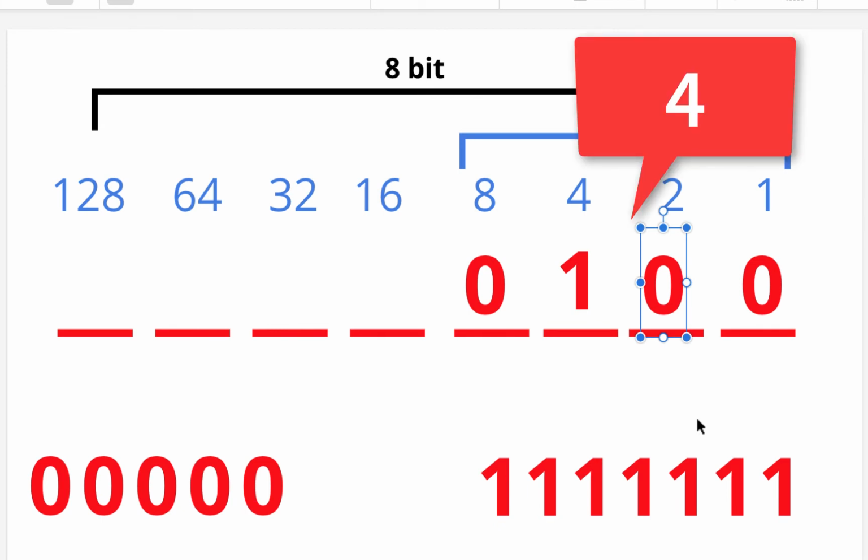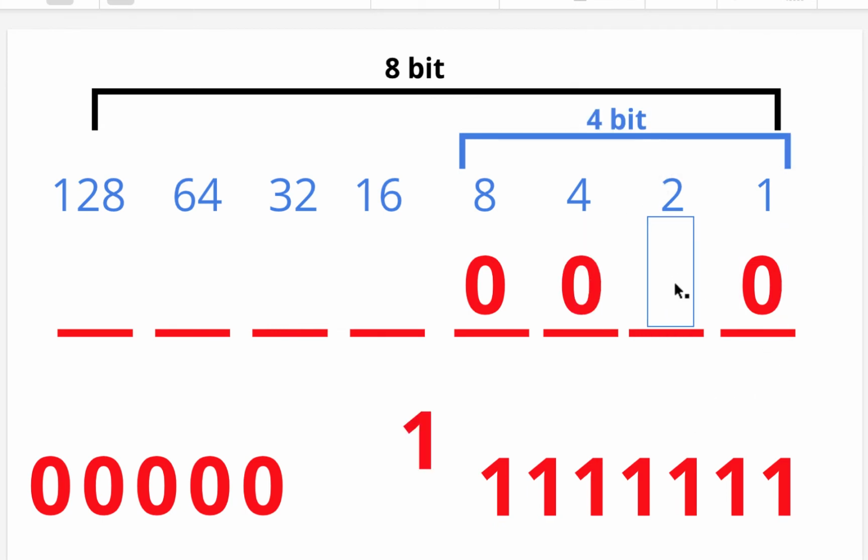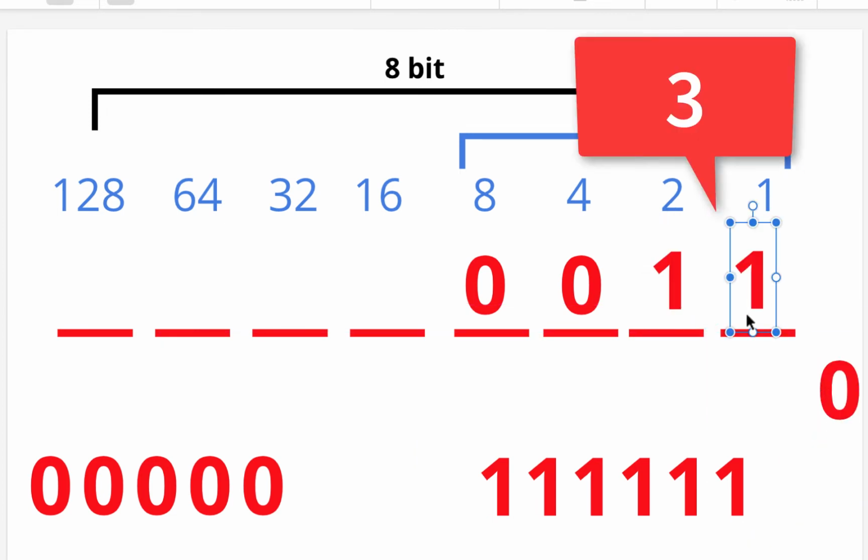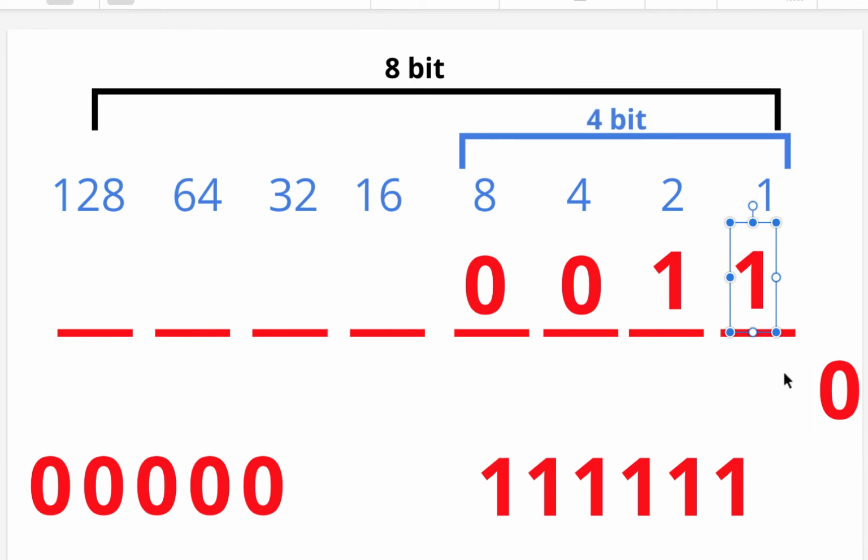Now we skipped 3. What does 3 look like? Well, 3 would be one 2 and one 1. That would be the number 3. So 11 would actually be the number 3. We just keep adding up.